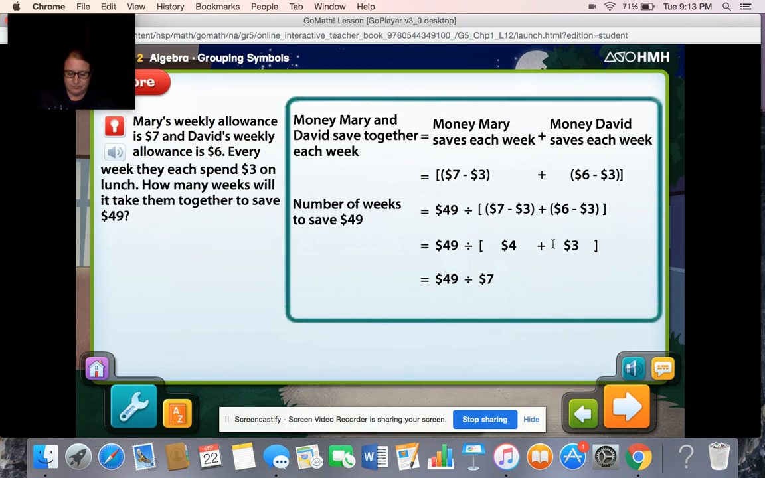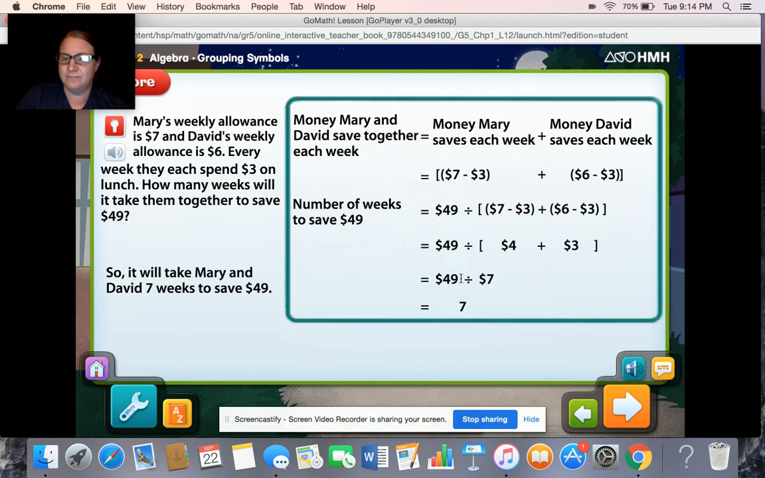Finally, you can do the division. 49 divided by 7, or what times 7 equals 49? And the answer is $49 divided by $7 per week equals 7 weeks. So it will take Mary and David 7 weeks to save $49. It's a lot, but if you take it step by step, it can be easier.